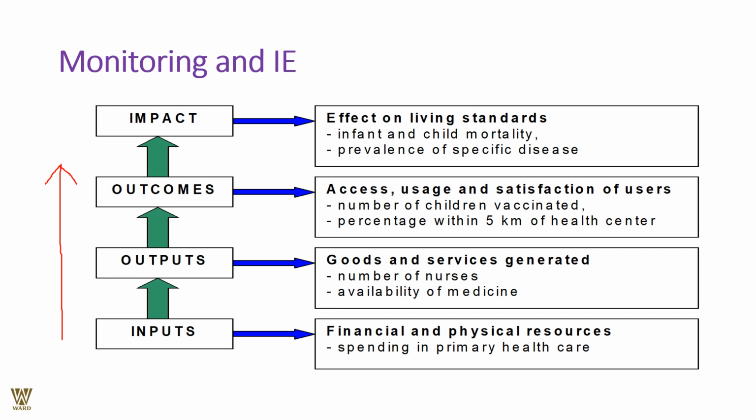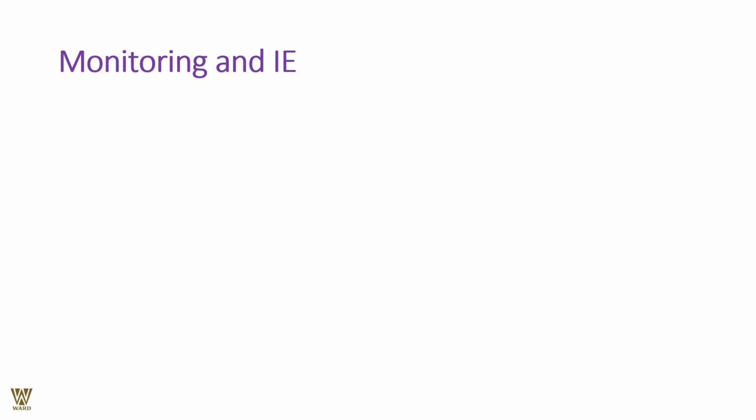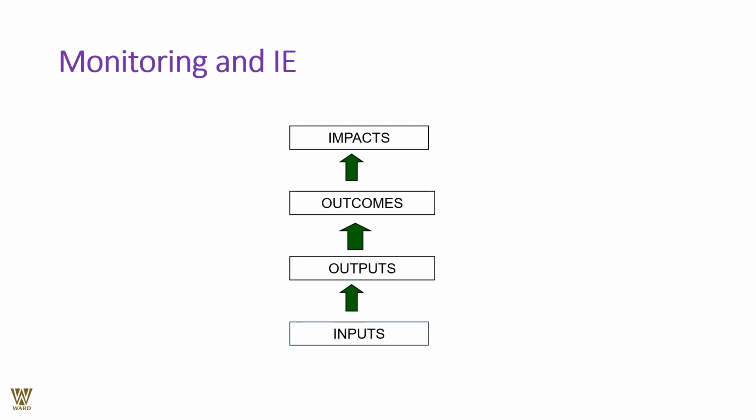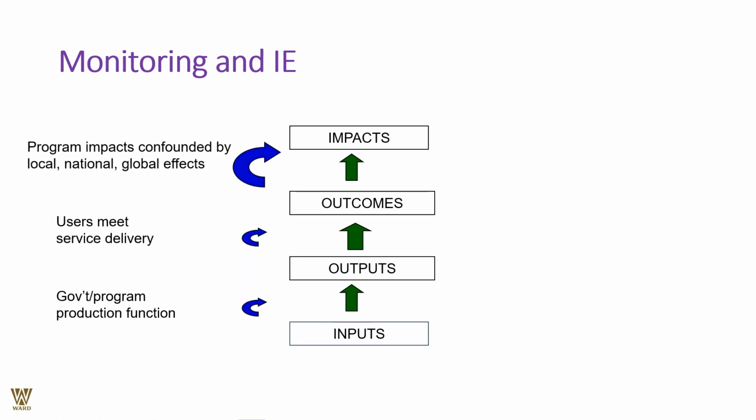Impact is the effect on the living standard. Impact is on the longevity of the population. Impact is the decline of the mortality rate. Impact can be anything and everything related to certain diseases. So that is what we will be talking about. How do we evaluate impact, and why is impact evaluation so necessary? So yes, we'll talk about it. Inputs lead to outputs, outputs to outcomes, and outcomes relate to impact.